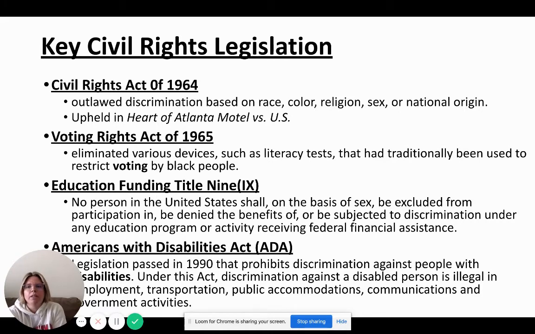Okay, key civil rights legislation. So again, these could just be used as evidence pieces, so you don't need to memorize these, but if you were thinking of like, oh, I remember there was this law about this, or there was this thing, here's just where you can find this. But Civil Rights Act of 1964, I just talked about, same with Voting Rights Act, same with Title IX.